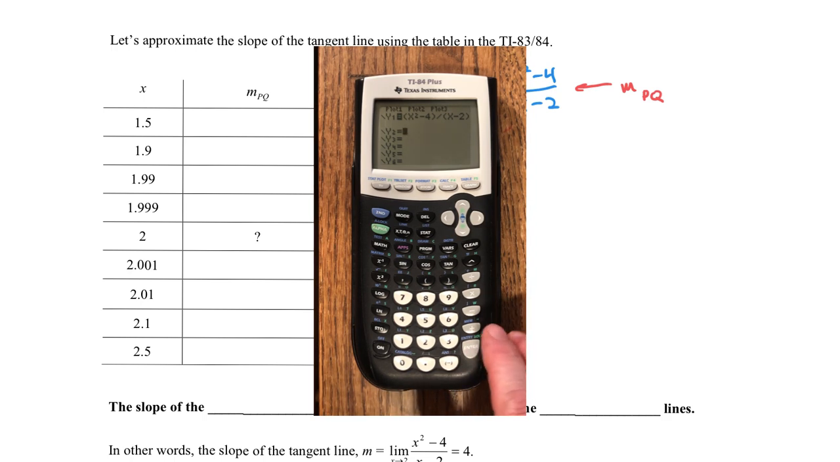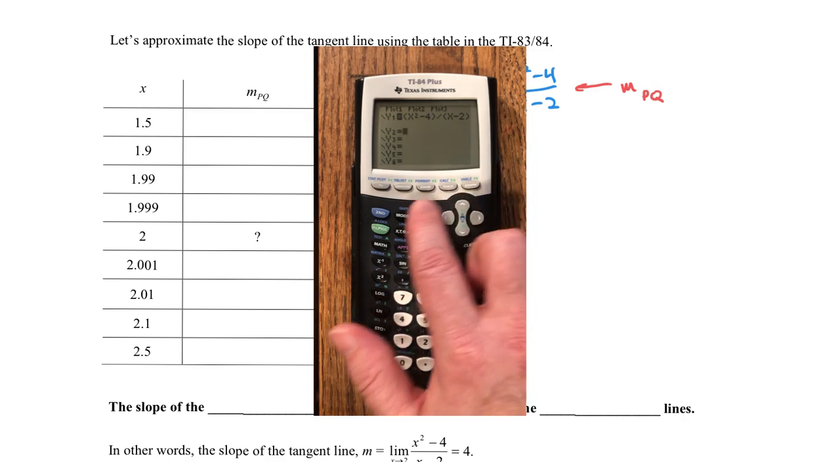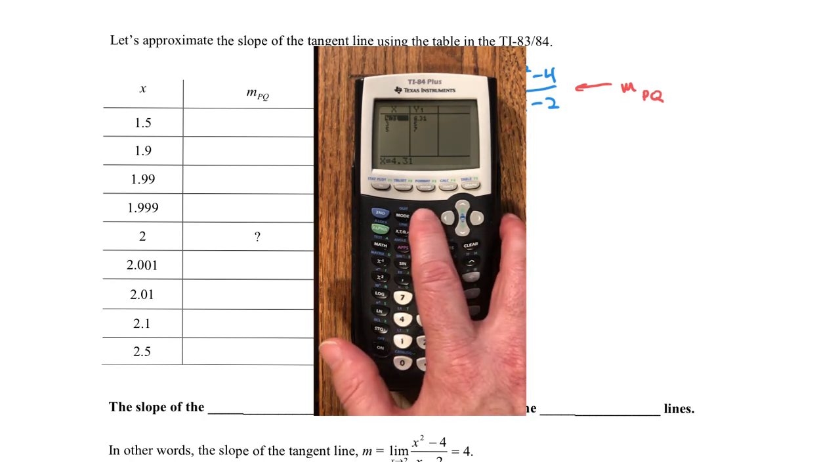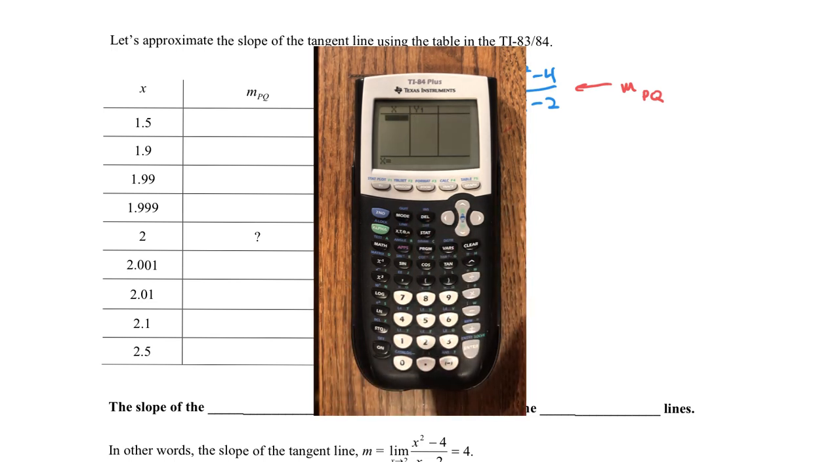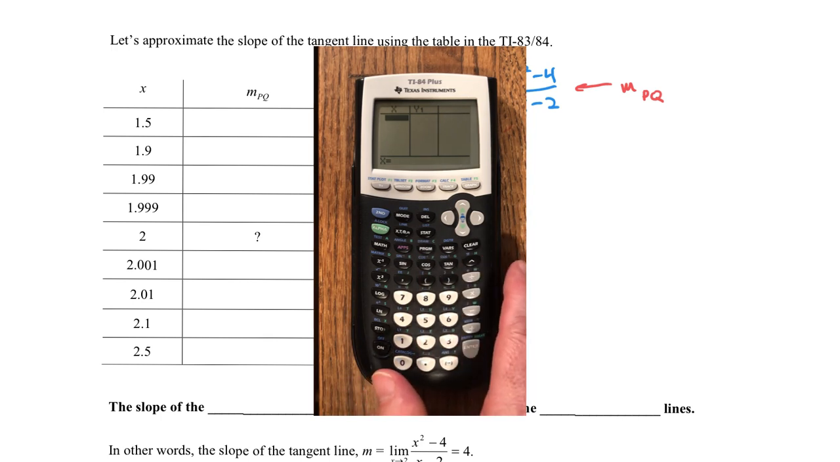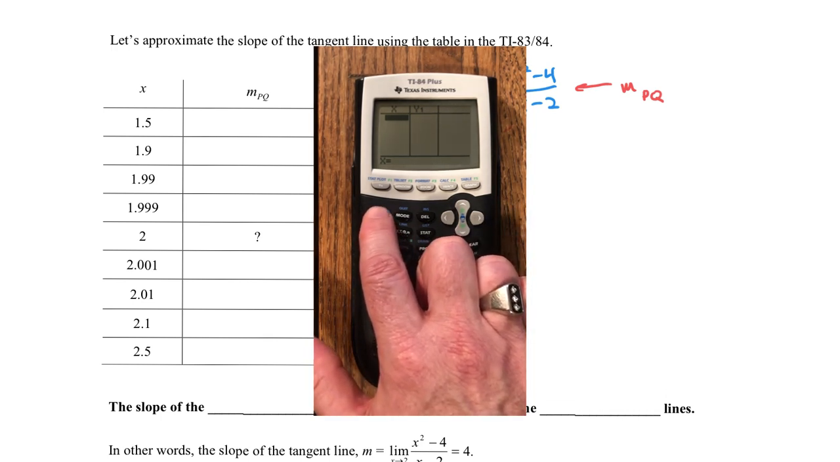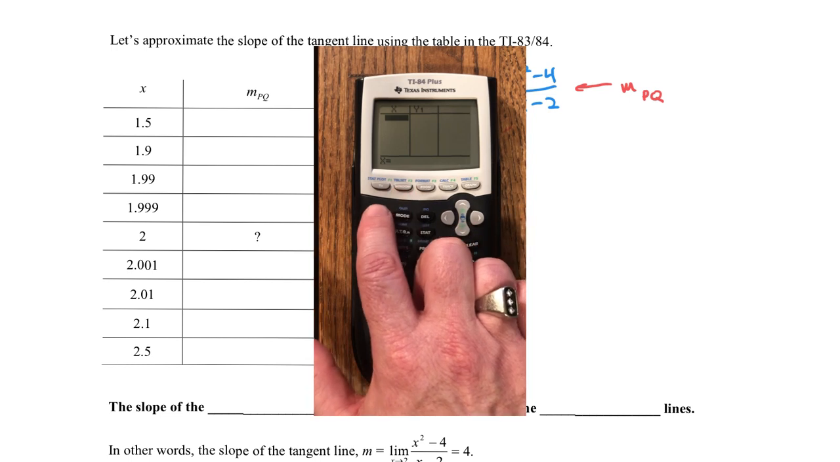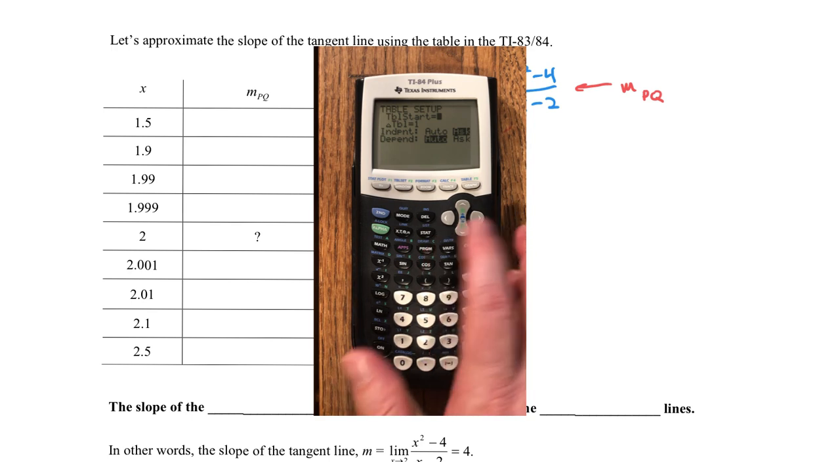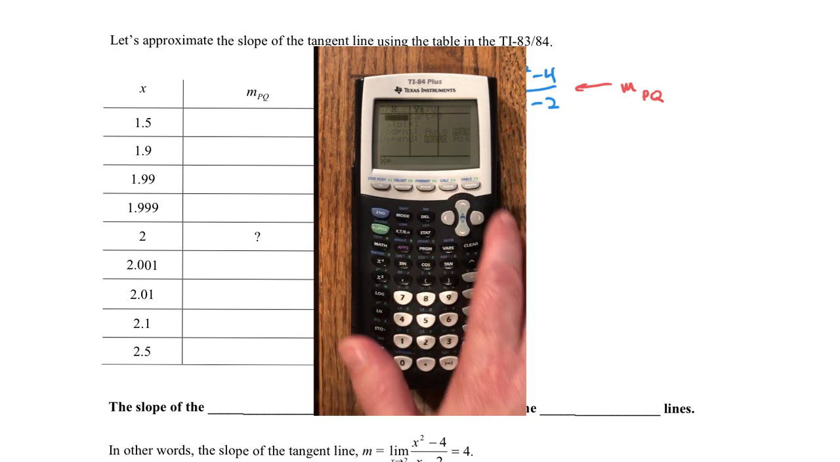Then to use the table, we go to second table, and then we can plug in values here. So I'm going to delete these. Now it could be that when you go to the table, you have a whole bunch of values here and you can scroll, but you can't delete. If that's the case, go to second table set, above the window, and make sure the independent variable is on ask and dependent is on auto. Then we should be able to go to the second table and punch in anything we want.